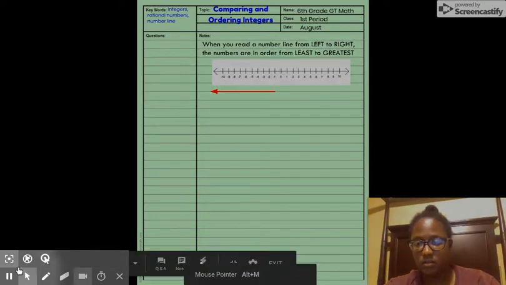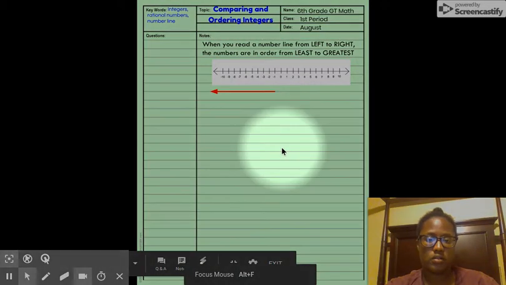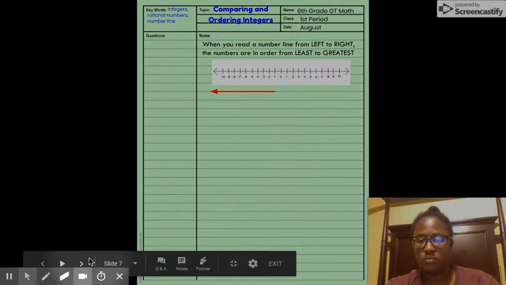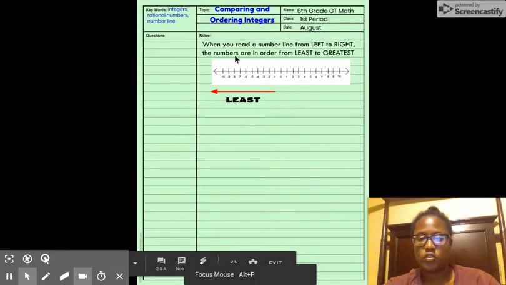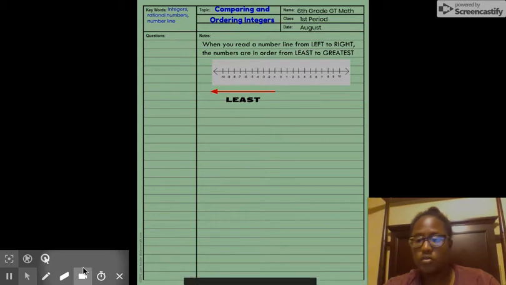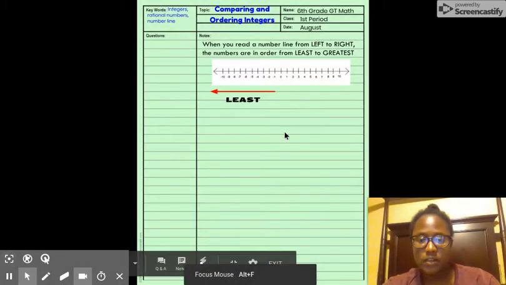And then, undo this. Sorry, still trying to get used to this. I don't know why it keeps clicking that.